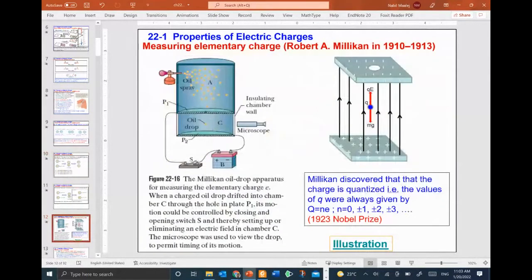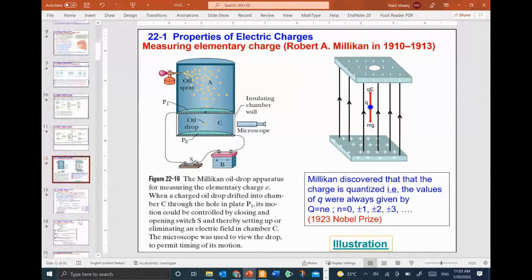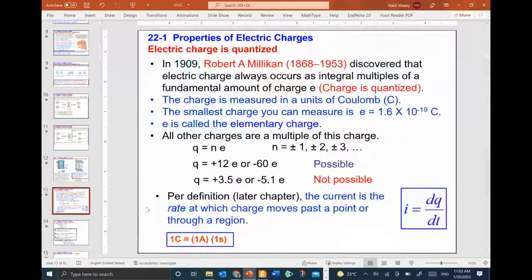I also described briefly the Robert Millikan experiment, that he got the Nobel Prize for, in which he determined that charge is also quantized, meaning the charge is always a multiple of the elementary charge e. It can be positive or negative, but it is an integer multiple of the charge e. It cannot be a fraction of e.